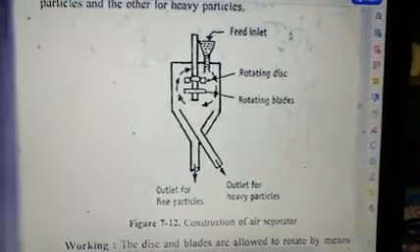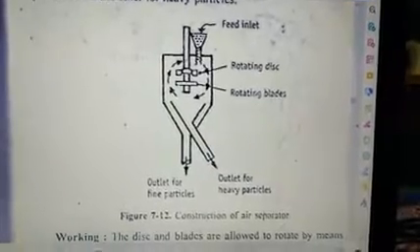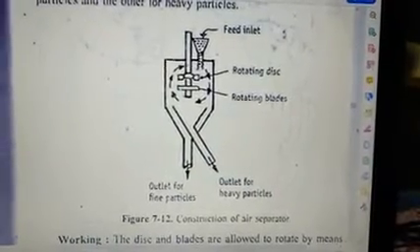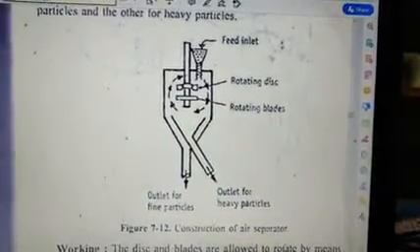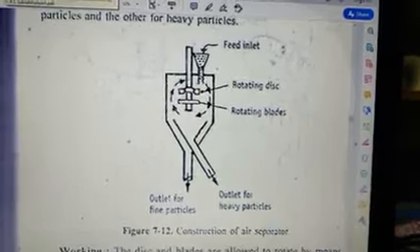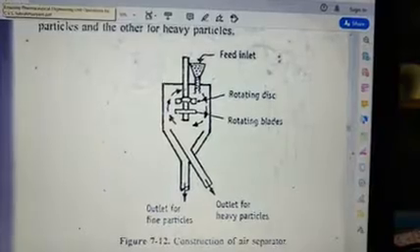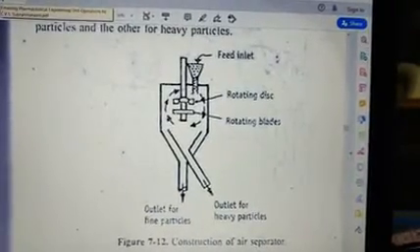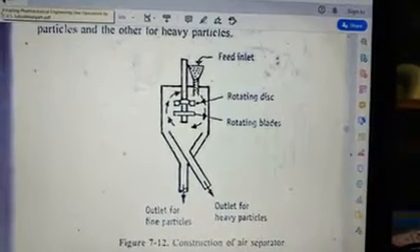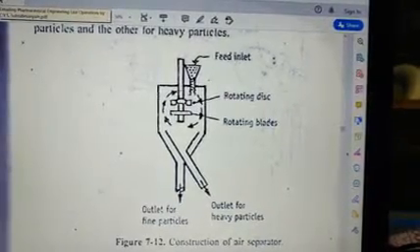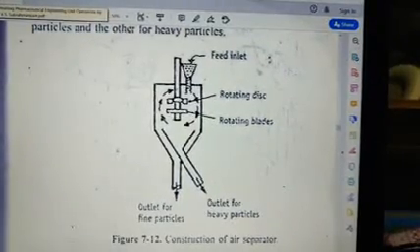Next is the air separator. This also works on a similar principle. We'll just see the diagram first. There is a feed inlet. There is a rotating disc here. So the difference is in the rotating disc. In your cyclone separator, there was just movement of your solids in your liquid or air. Here there is a rotating disc which moves the material inside. There are rotating blades. Okay, and the outlet for heavy particles is below, and the outlet for fine particles is also below. So this is the difference of the air separator as compared to the cyclone separator.